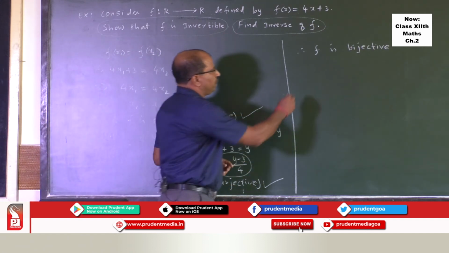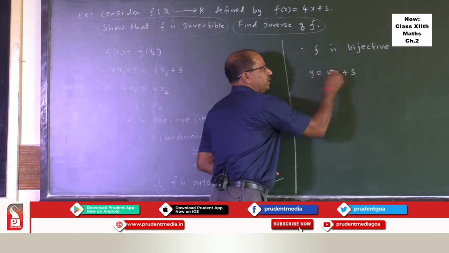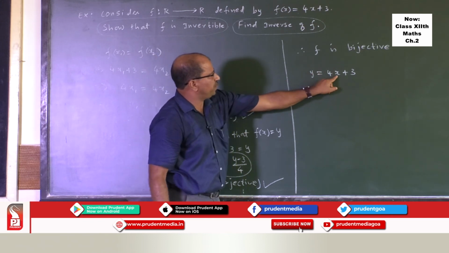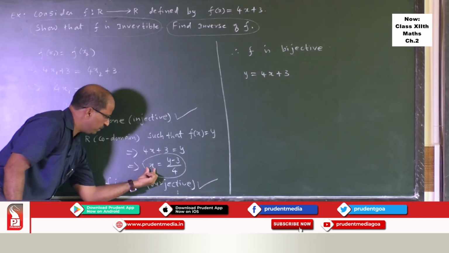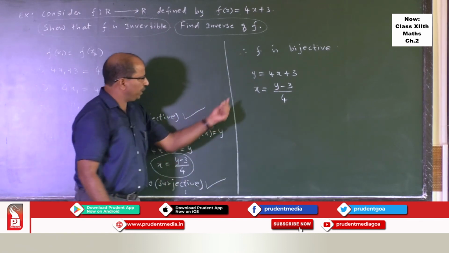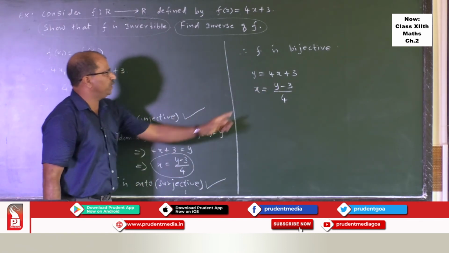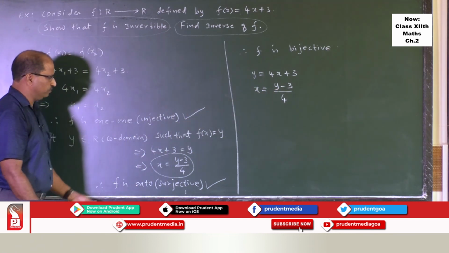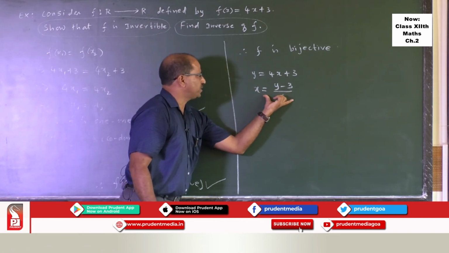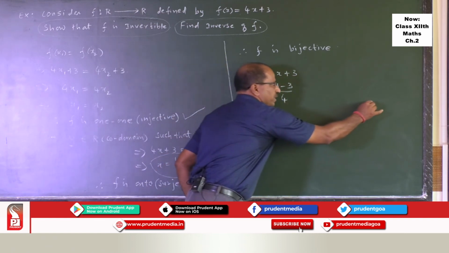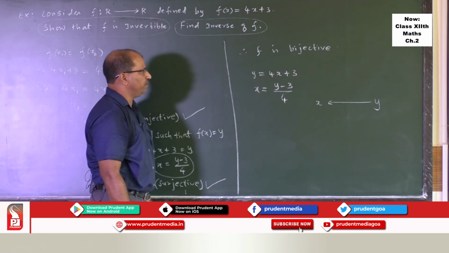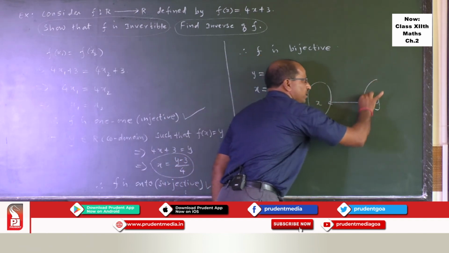When I write y is equal to 4x plus 3, here y is defined in terms of x. y is in terms of x. x is independent, y is dependent. Whereas here we got x is equal to y minus 3 divided by 4. So x is defined in terms of y. So y is independent, x is dependent here. So we get a reverse answer here. We take y from the second set and we get x from the first set. That is the domain set. This is the domain and this is the codomain.